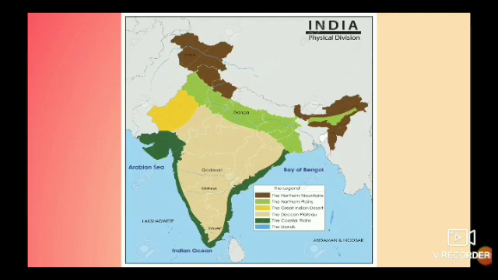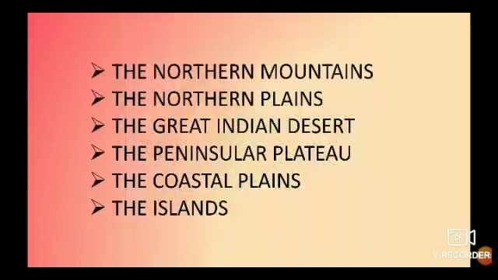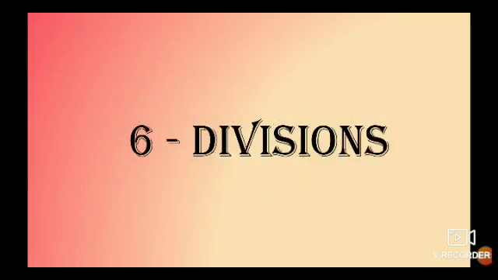What are they? They are the Lakshadweep group of islands and the Andaman and Nicobar Islands which is in Bay of Bengal. The Lakshadweep Islands are presented in Arabian Sea. Okay children, so these are the physical divisions of India. So that's what we saw on the slide. So there are 6 physical divisions.